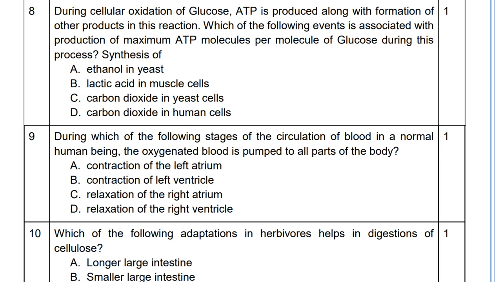Question 9. During which of the following stages of the circulation of blood in a normal human being is the oxygenated blood pumped to all parts of the body? A. Contraction of the left atrium. B. Contraction of left ventricle. C. Relaxation of the right atrium. D. Relaxation of the right ventricle. Correct answer is B. Contraction of left ventricle.